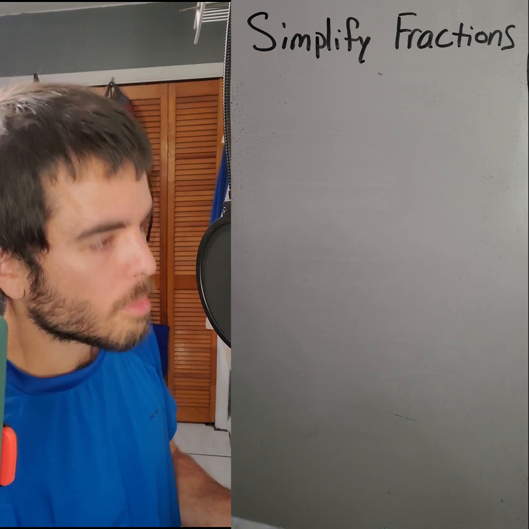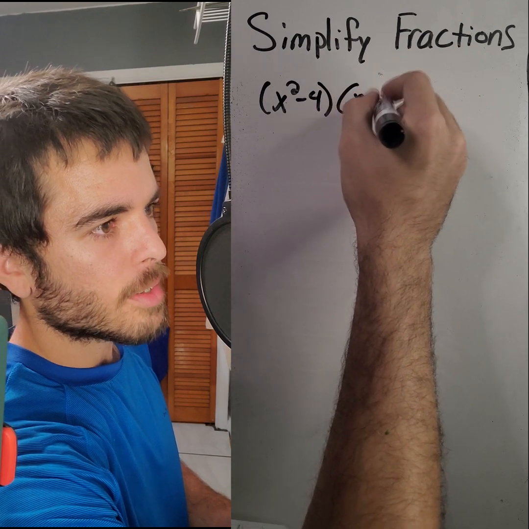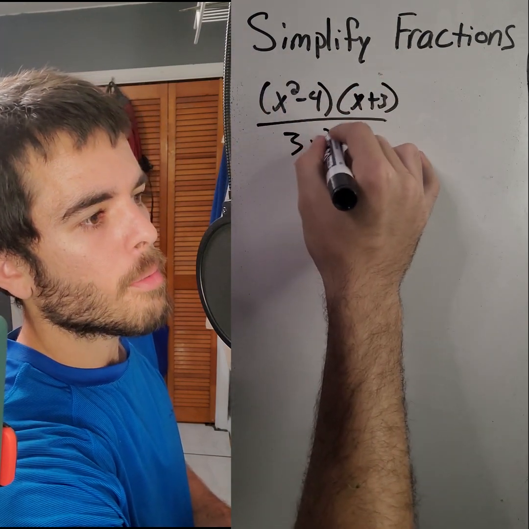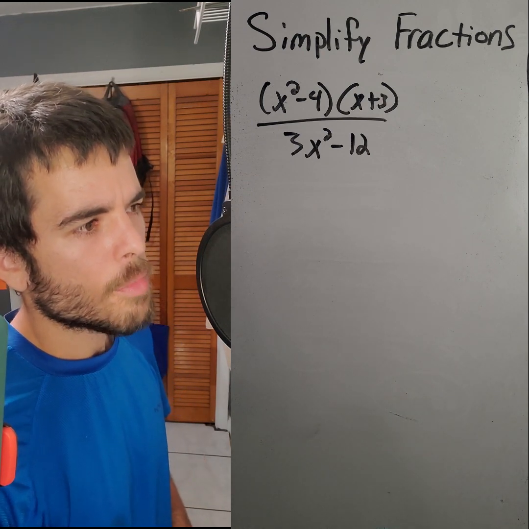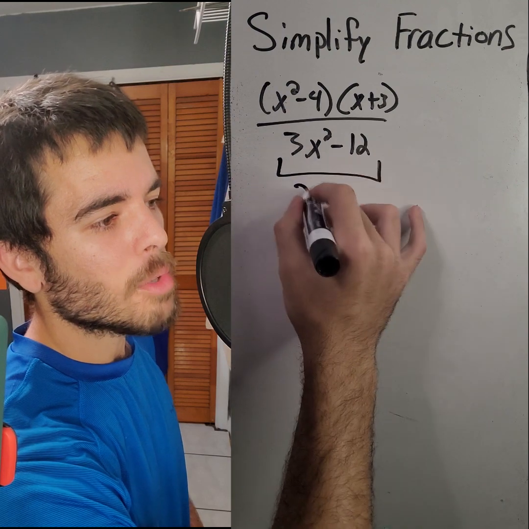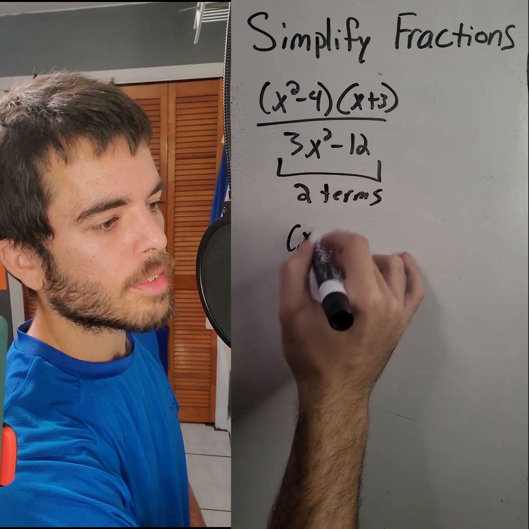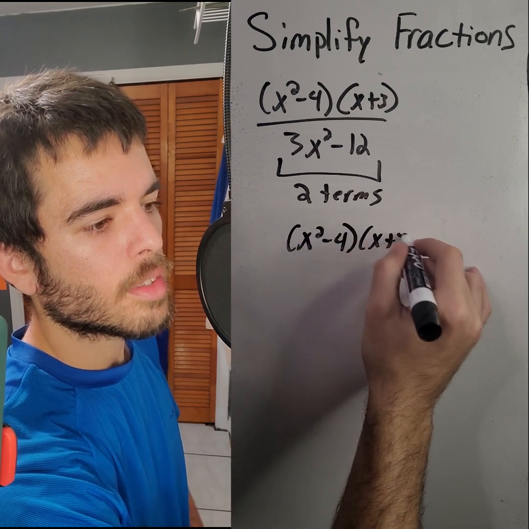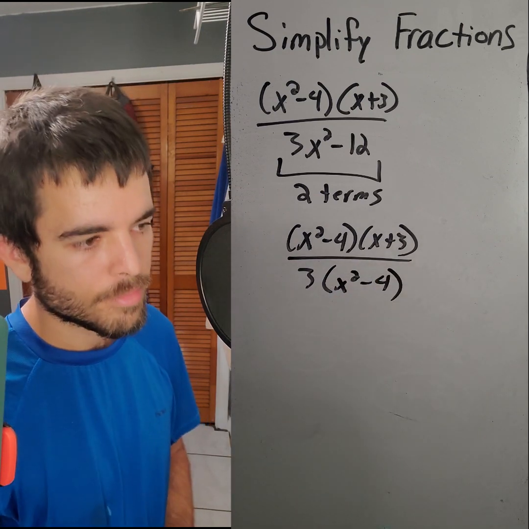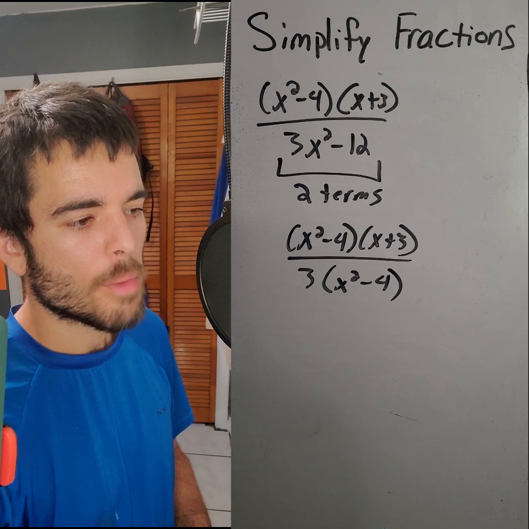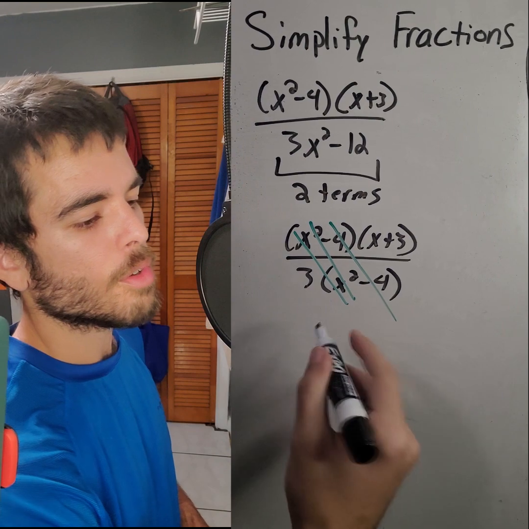All right, one more practice problem here. Let's do x squared minus 4, x plus 3, and then 3x squared minus 12. Try this on your own again. All right, I'm going to do the answer now. Again, there is a GCF down below. We have two terms. There is a GCF of 3. Rewrite the top. Down below, we get x squared minus 4. And now, hopefully, you can see the x squared minus 4's quickly cancel. And we have x plus 3 over 3.